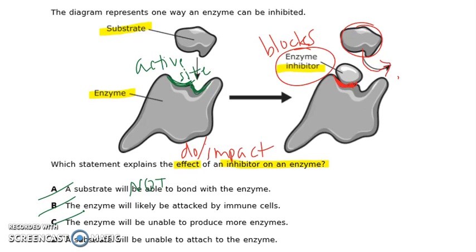D, a substrate will be unable to attach to the enzyme. Okay, if we look up at our picture, that's exactly what we see. D is showing that the substrate can no longer attach to our enzyme because the inhibitor is blocking it. So D is correct.